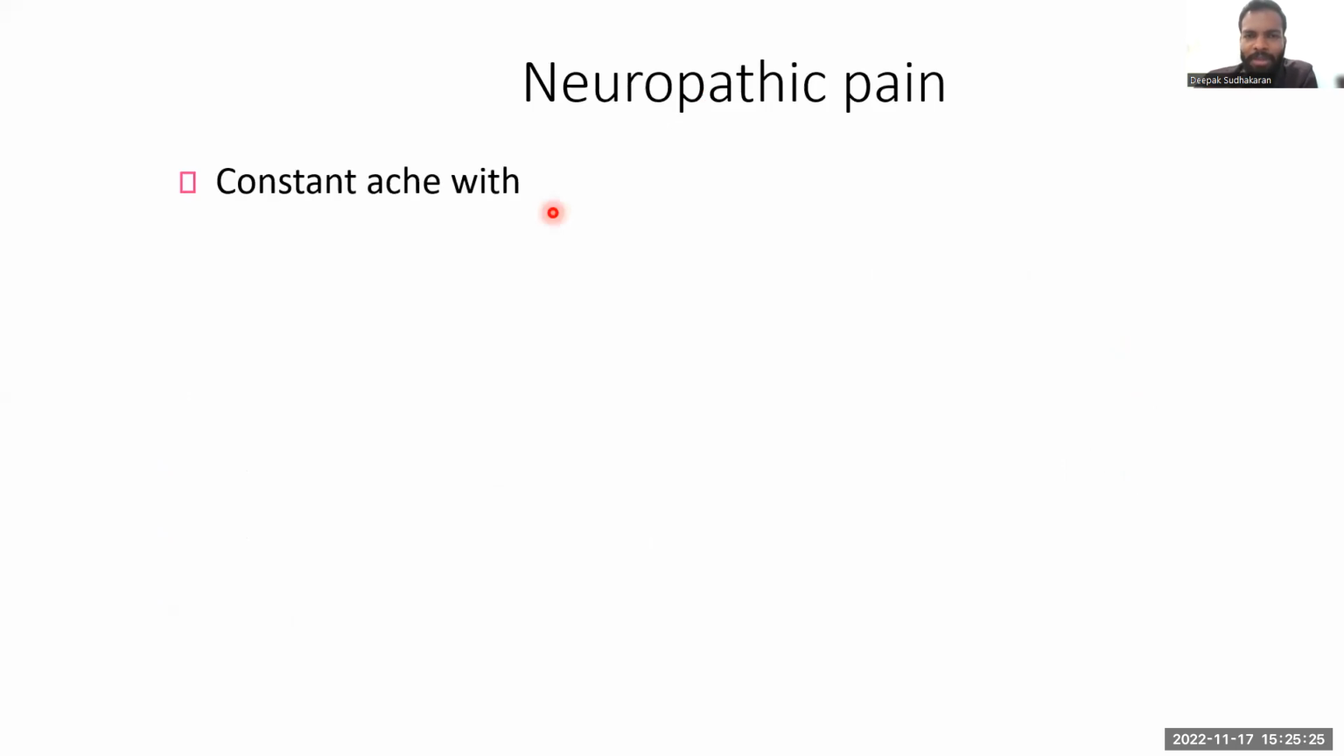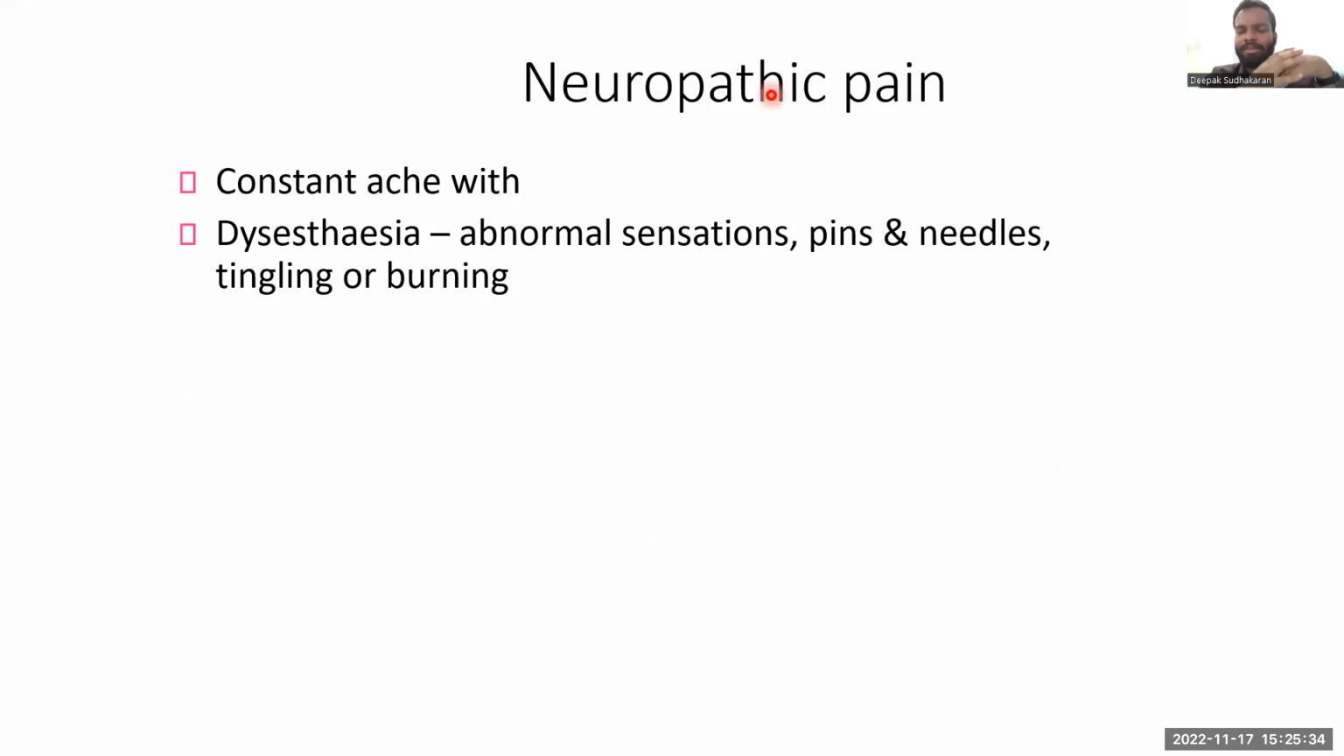Now coming to neuropathic pain. Neuropathic pain, as we already told, is related to the pathway of the nerve, from the periphery to the brain. If there is a pathology anywhere in that pathway, then we call it neuropathic pain. This is usually a constant ache or constant pain, and they may have some dysesthesia, which is just a technical jargon for abnormal sensations. These abnormal sensations are described in different ways.